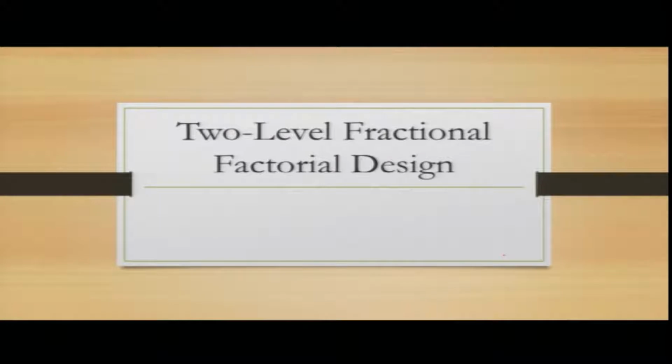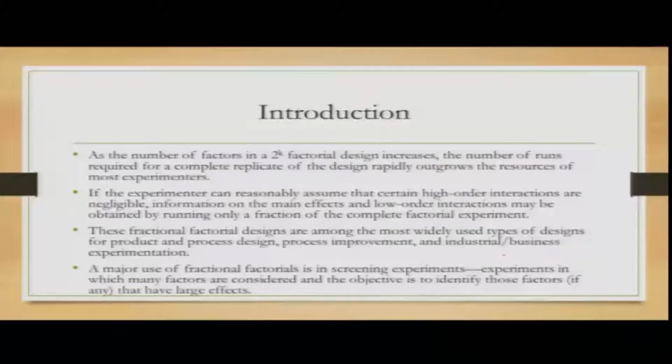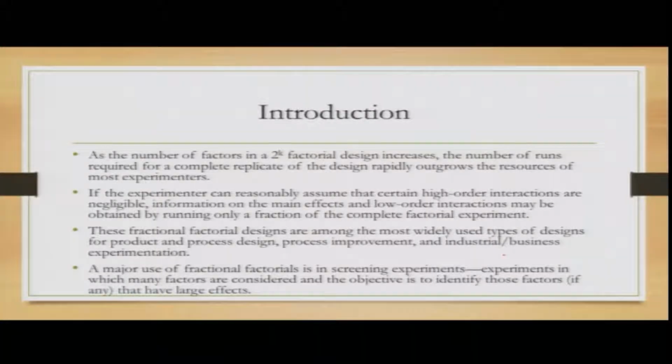Now, we will consider the two level factorial design problems. The factors, which I have been saying, whether quantitative or qualitative, we will consider in more detail within the 24th, 25th, 26th lecture as we proceed. So, as the number of factors in a 2 to the power k factorial design, so blocks you remember, increases, the number of runs required for a complete replication of the design rapidly outgrows the resources of most experimenters. So, obviously, we have to take some corrective action and make our experiments foolproof based on the fact, and still conduct the ANOVA test and come up with a meaningful conclusion.